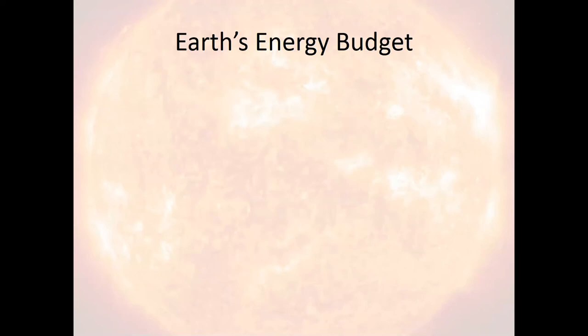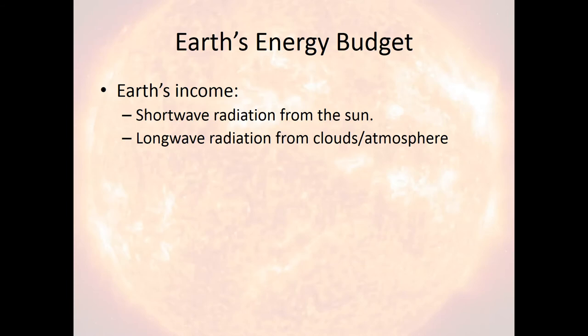Now, with all of this said, the Earth has an energy budget. As I just mentioned, it absorbs 70% of what it gets from the sun. It reflects 30% of that stuff. And what it absorbs, it keeps. That's its income in a very real sense. And just like your income or my income, we have to properly budget it in order for it to be useful. So let's talk about this for a little bit.